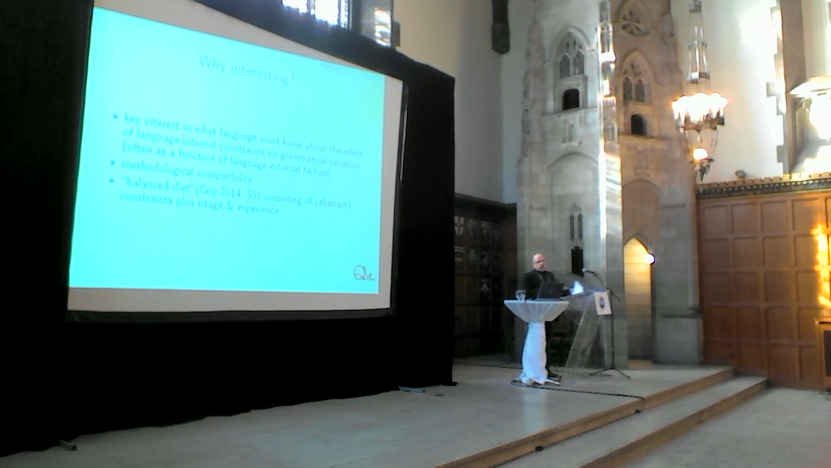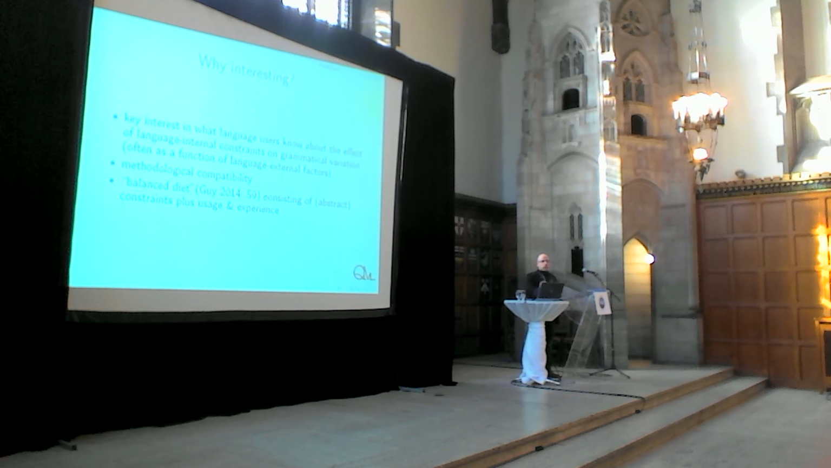Okay, so why is this line of research interesting, or why might it be interesting to you? First of all, probabilistic grammar research is hot. Again, you have been doing research on probabilistic variation for a long time, but what sets apart this line of research from traditional LVC work is, I think, a key interest in what language users know about the effect of language-internal constraints on grammatical variation. So the internal constraints really take center stage, as opposed to other constraints.